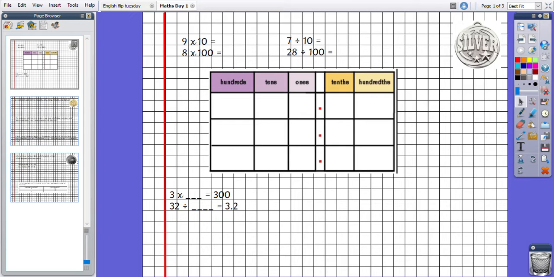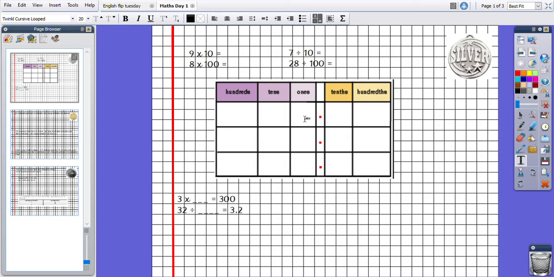In maths today we are looking at multiplying and dividing by 10 and 100. Now we know that when we multiply a number we are making it bigger, and when we are dividing a number we are making it smaller. You are very good at telling me in class that when we are timesing by 10 we are making the number 10 times bigger.